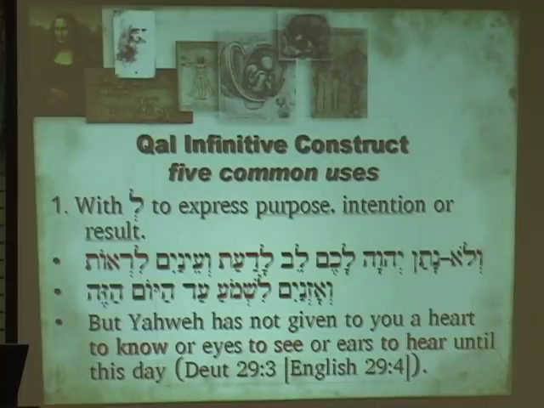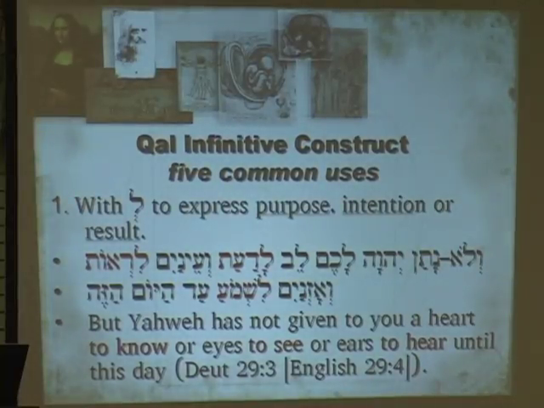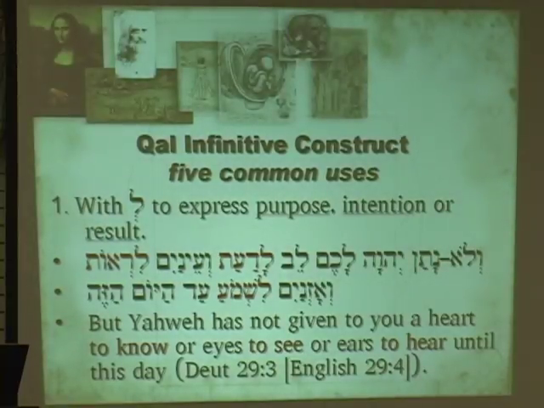You're supposed to shama'a, lishmoa. Okay? Deuteronomy 29:3, or in English it's 29:4. So this is the first example, first use. It's used to express purpose, intention, or resolve. He has not given you a heart to know, to see, or to hear. Not for that purpose. Okay?